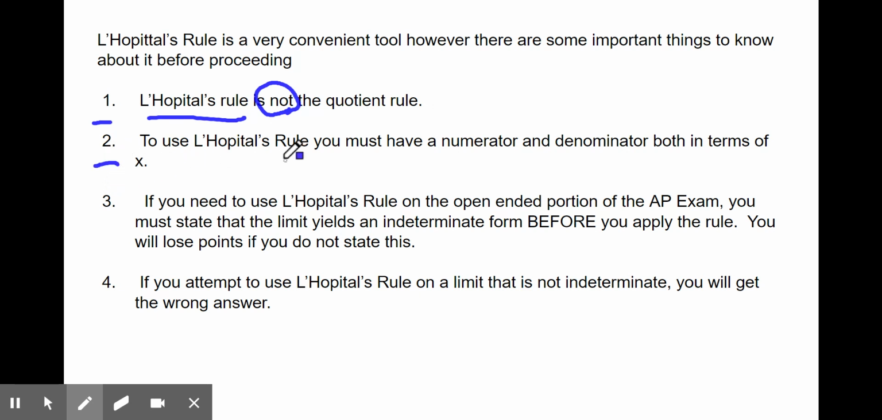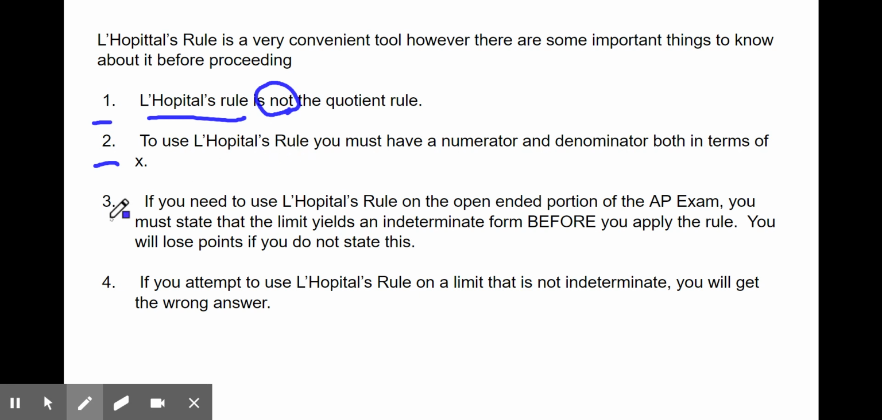Number 2, to use L'Hopital's rule, you must have a numerator and a denominator, both in terms of x or in terms of whatever the variable may be, before you can apply L'Hopital's rule. Okay? And of course, it must be in an indeterminate form as well when you try to evaluate that limit. And we'll see that later on during the presentation.